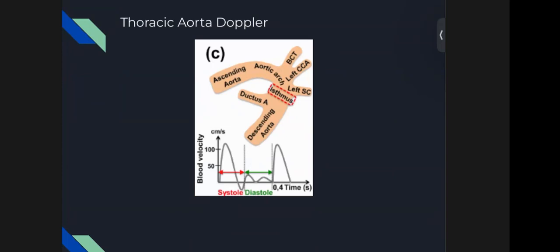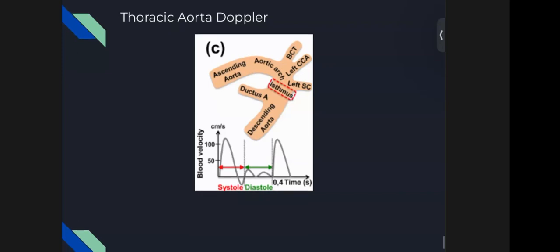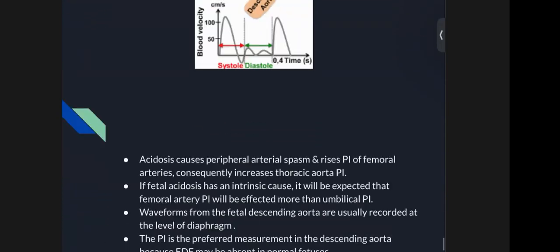The last artery that we will discuss today is the thoracic aorta or the aortic isthmus. Aortic isthmus is the place where the aortic arch joins the descending aorta via the ductus, just proximal to the ductus arteriosus, basically. It is the place just proximal to the ductus arteriosus, just distal to the left subclavian artery. This is your isthmus, aortic isthmus.